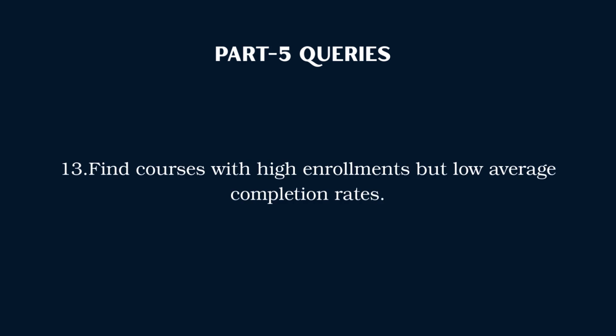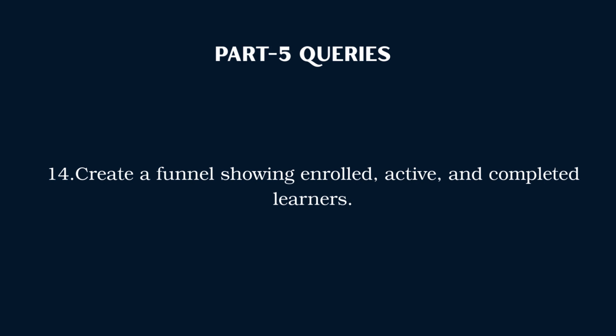Query 13, identify underperforming courses, means you will have to find out the courses with high enrollments but low average completion rates. Query 14, you have to create a learner funnel: enrolled, active, completed. So basically create a funnel that will show enrolled, active and completed learners. Here you will use subqueries and count function.